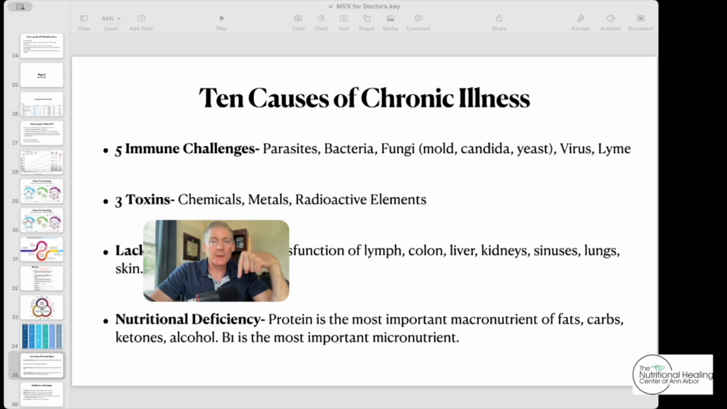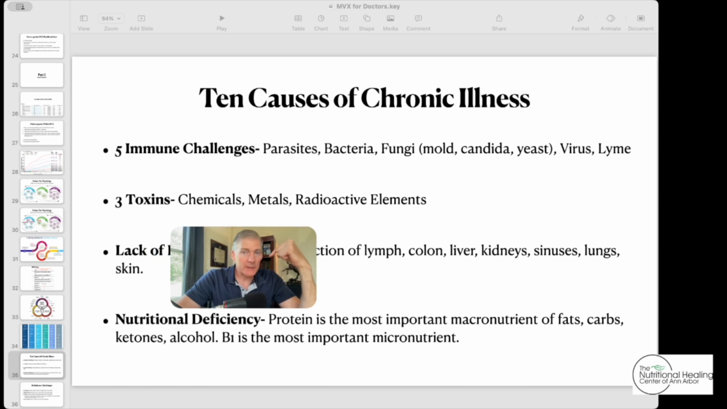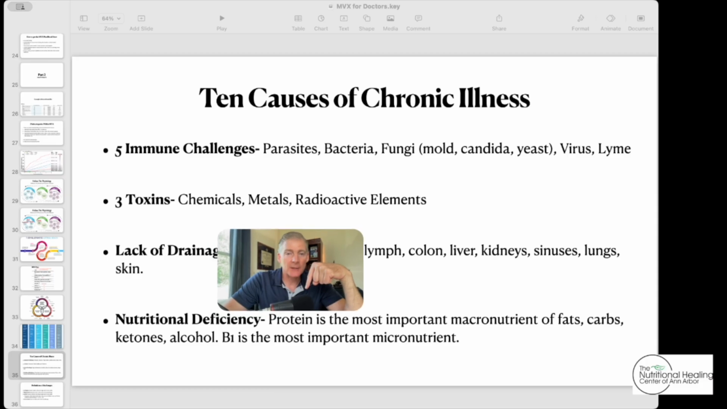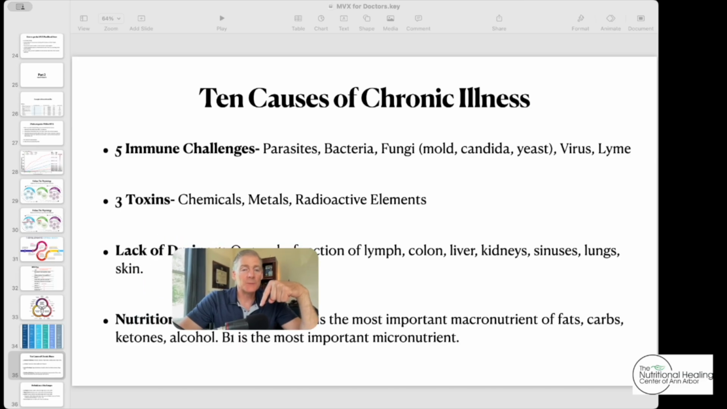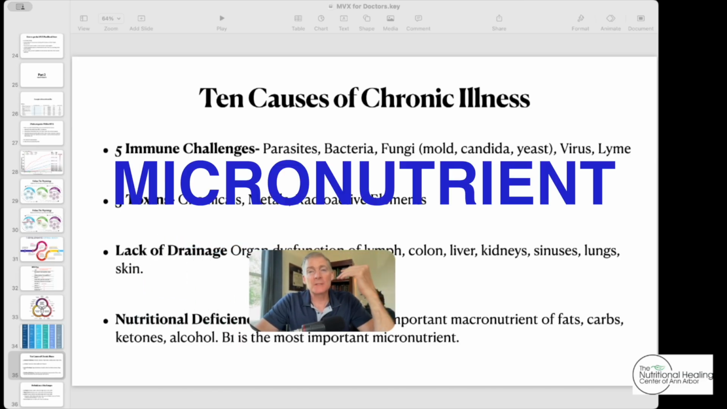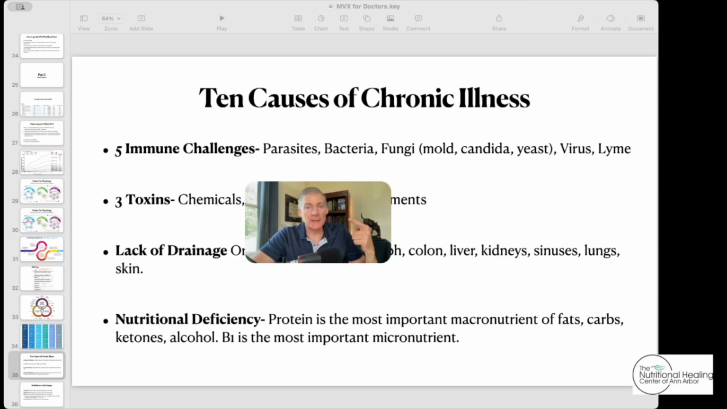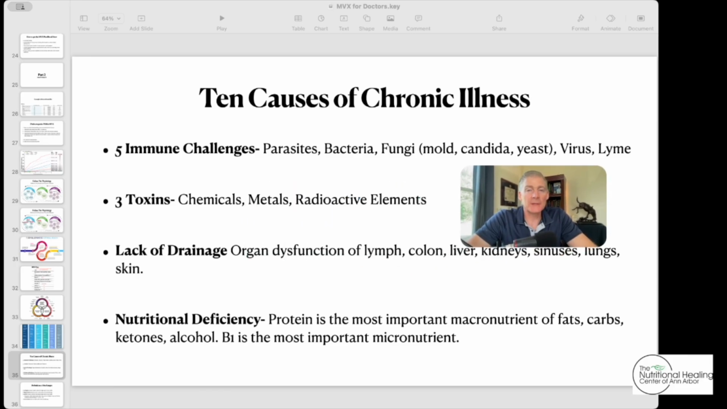The primary macronutrient that everybody's deficient in is protein. Protein is the most important macronutrient of fats, carbs, ketones, and alcohol. And then B1 is the most important micronutrient. This is my clinical experience. I'm standing by this, and people can debate this, and they can say other things like, oh, hormones or emotions and stuff like that. I'm talking physiology. If you want your body to live a long time and be healthy, you have to address physiology. That is number 1. Other therapies provide a lot of comfort. Hormones provide a lot of comfort. They can also be very healing. But to really get to the root cause, it's addressing these 10 factors.